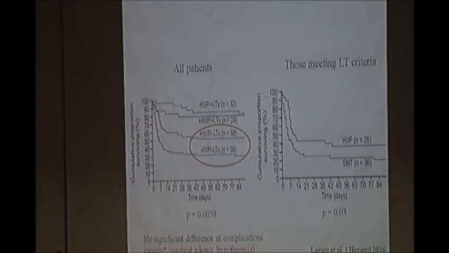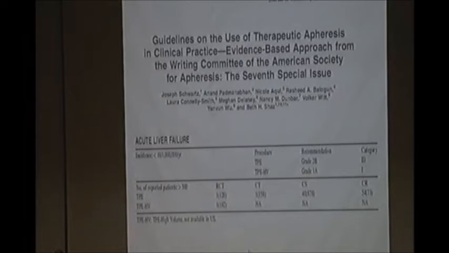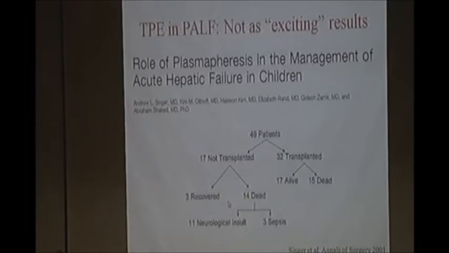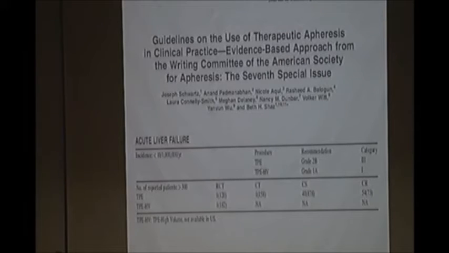There was no significant difference in complications. The main complication we are worried about is sepsis. In this study, there was no difference in sepsis between the two groups, nor in cerebral edema or hypothermia. So much so that by the end of that same year, the American Society of Apheresis gave a grade 1A recommendation for high volume therapeutic plasma exchange in adults with acute liver failure based on just this one RCT. And for normal therapeutic plasma exchange, which is not high volume, they gave a recommendation of grade 2B.